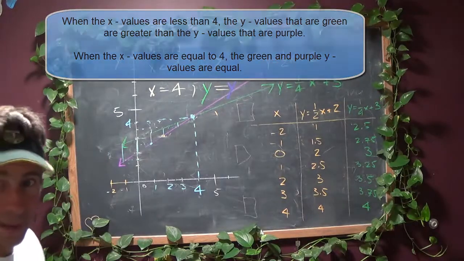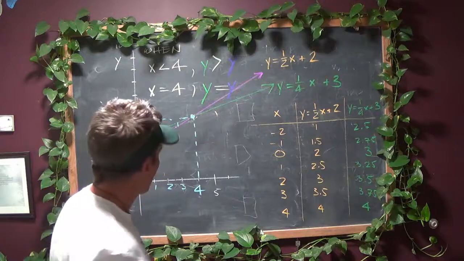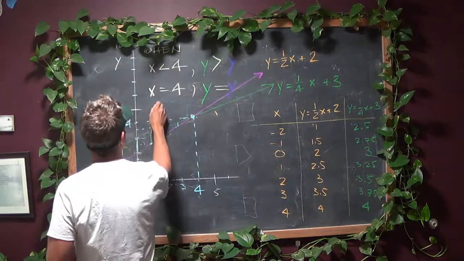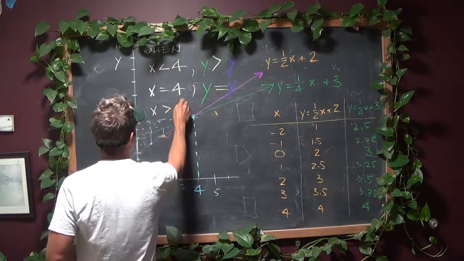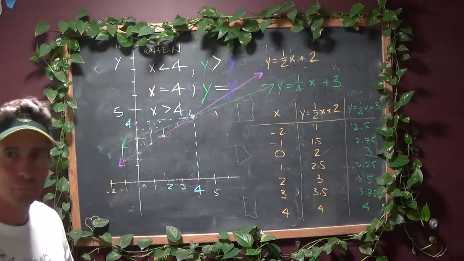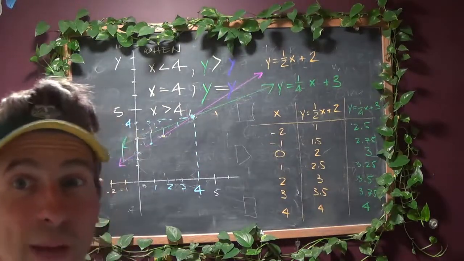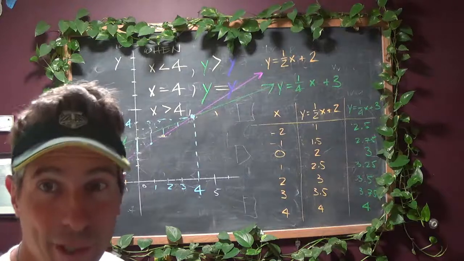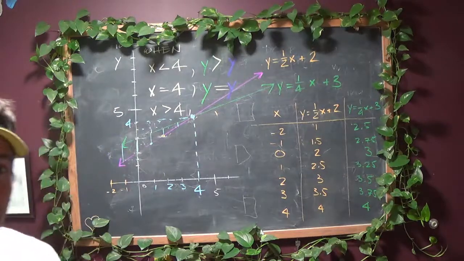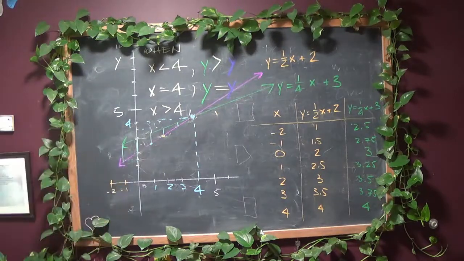What I want you to think about now, I want you to pause, and I want you to figure out what happens when x is greater than 4, and then figure out how to justify it. We're going to extend our chart over here to help us. So give it a shot.